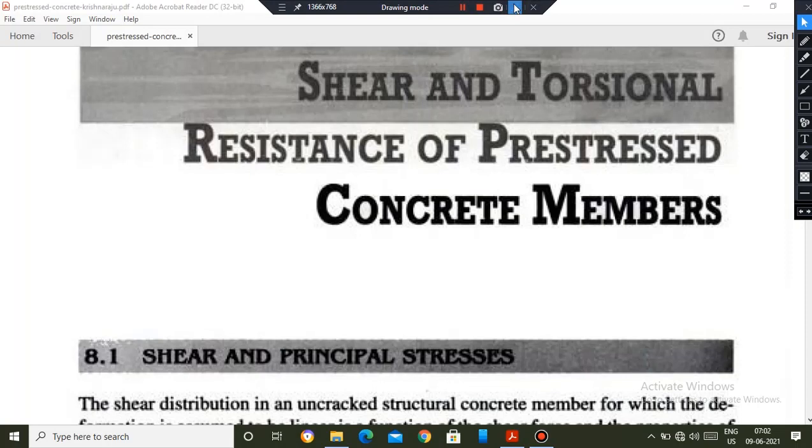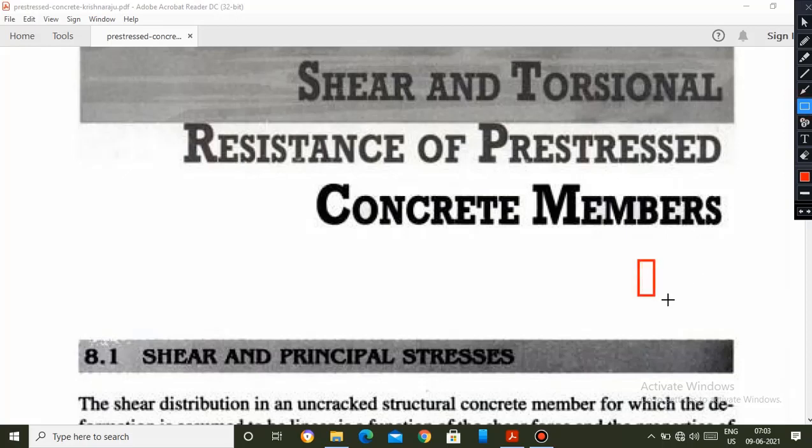In today's class, we will see the concept of shear and principal tensile stresses. Before going to this, again I will explain the normal concept of what is meant by normal stress and what is meant by shear stress. Later we will discuss the torsional resistance of pre-stressed concrete members.